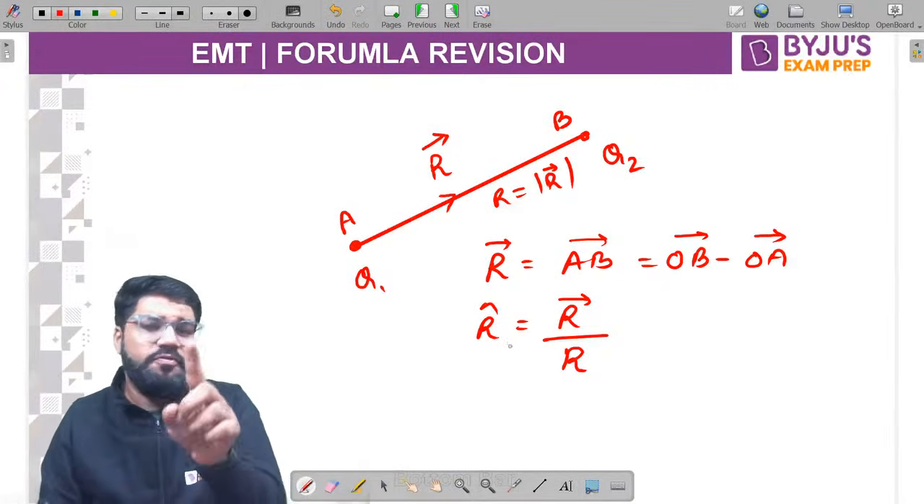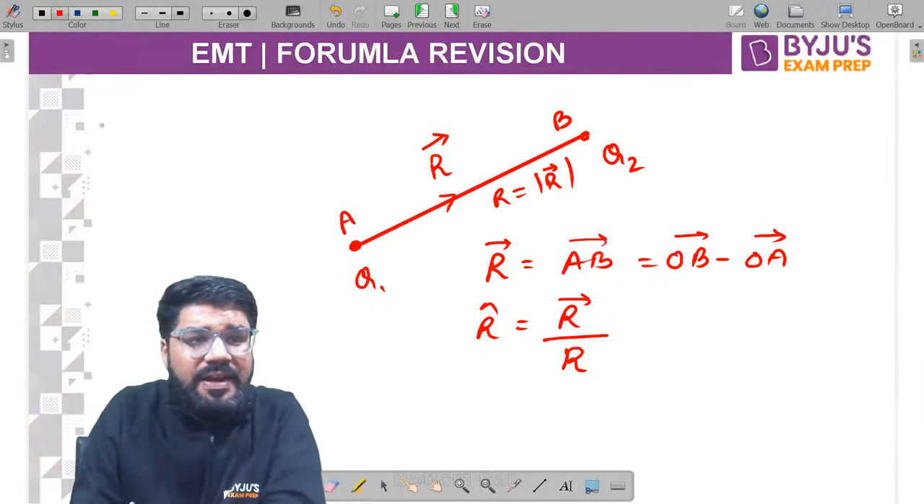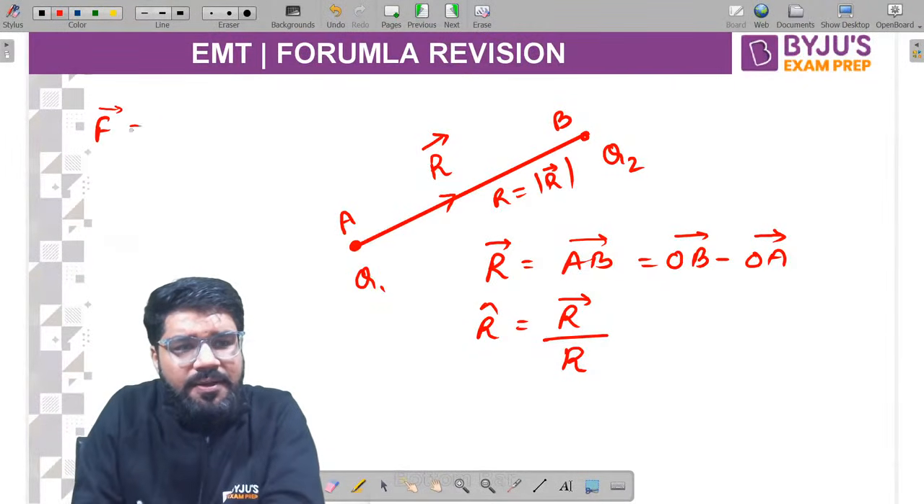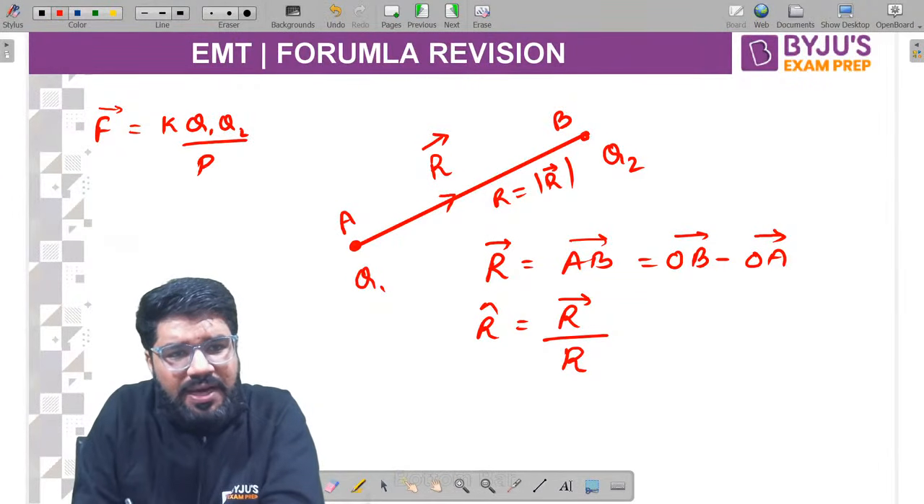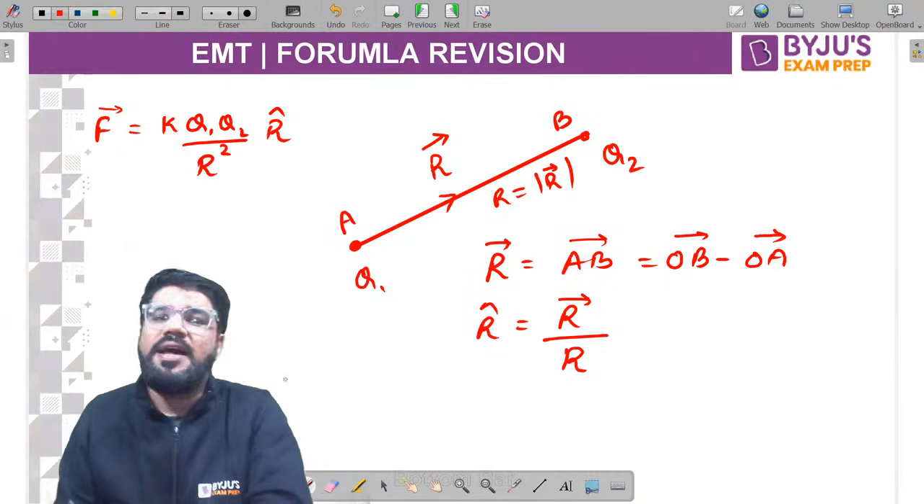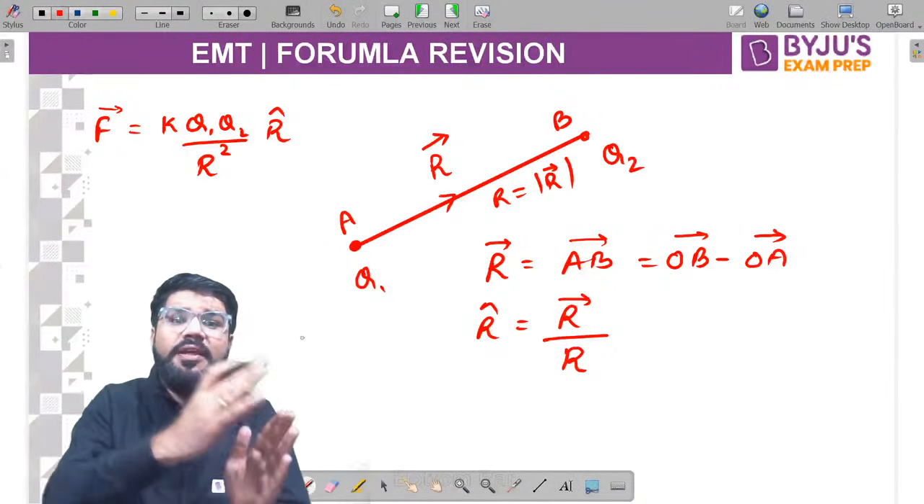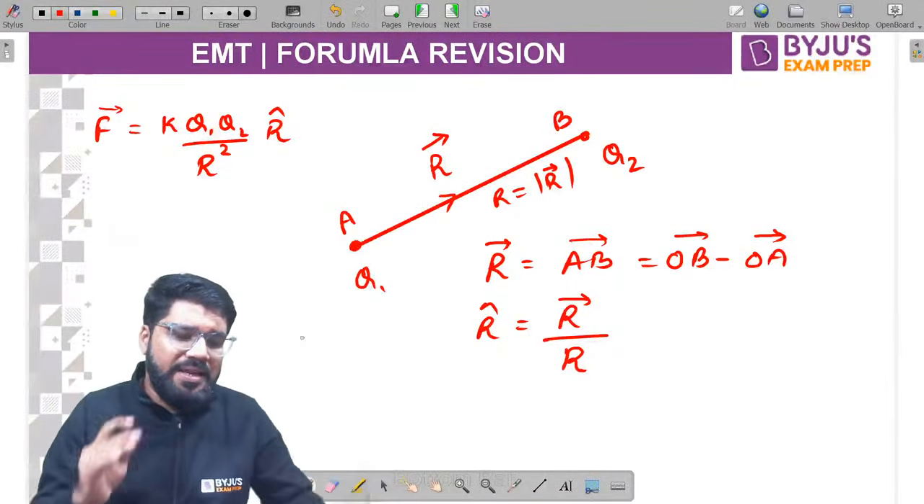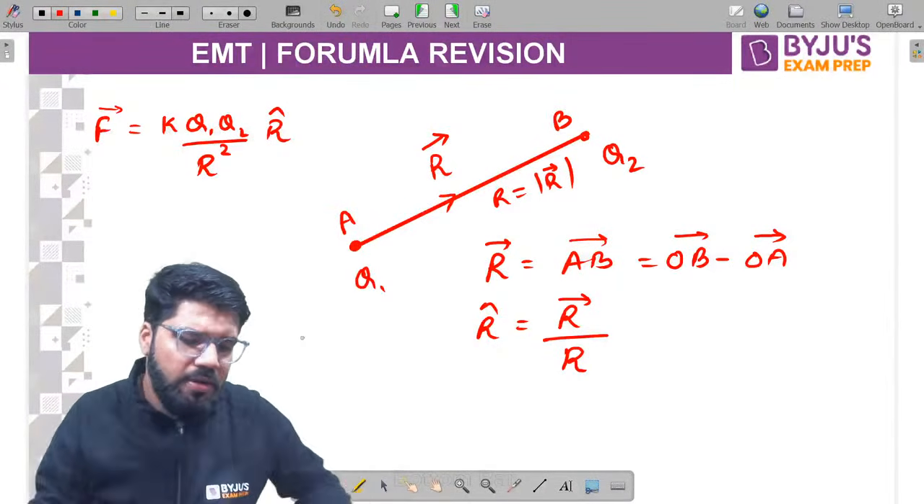So firstly, you should find the vector R, and then in the final vector form, force is given by K Q1 Q2 divided by R square, where R is the distance. Direction is R hat. Direction is the vector joining the points Q1 and Q2, the vector from point A to point B.